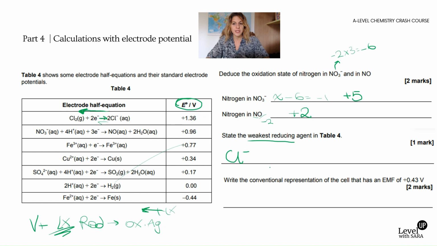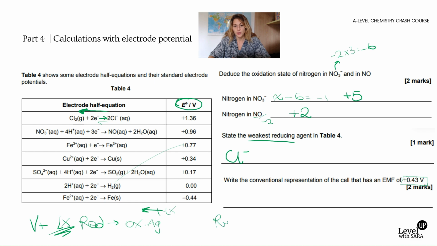So the conventional representation of the cell that has an EMF of 0.43. So here there is a bit to work out. Okay, it's a bit tricky, this question. So first of all, how do you work out the EMF? The way I think about it is that this is always given as a reduction potential. As you can see, all of the reactions here are reduced. So one reaction will have to be oxidized. The one that is oxidized would be the one that changes sign.